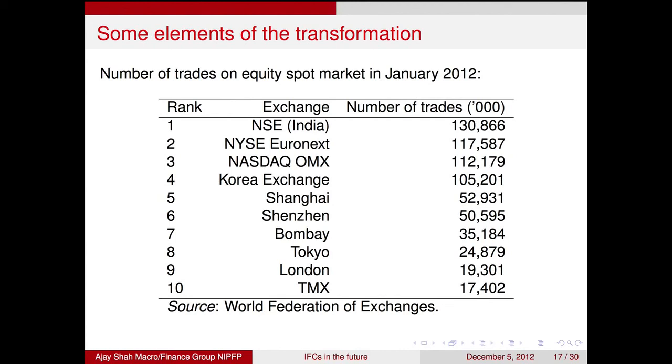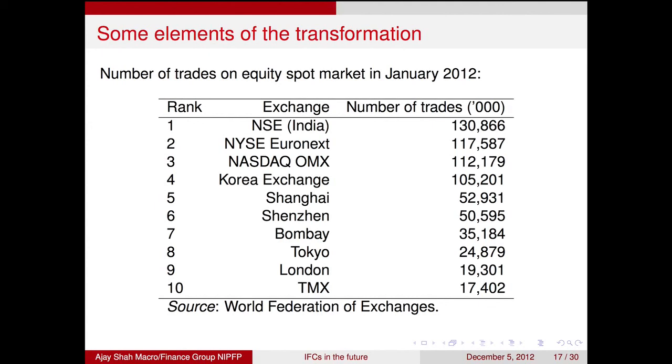Is this only about the next 25 years? There are some small elements of this story which are actually becoming visible even today. Here is one table which never ceases to surprise me. This is a sorted list of the biggest exchanges of the world by the number of trades. And the number one exchange is the National Stock Exchange of India. The number five is Shanghai. The number six is Shenzhen. Number seven is Bombay. And these four exchanges in China and India are already ahead of Tokyo and London.